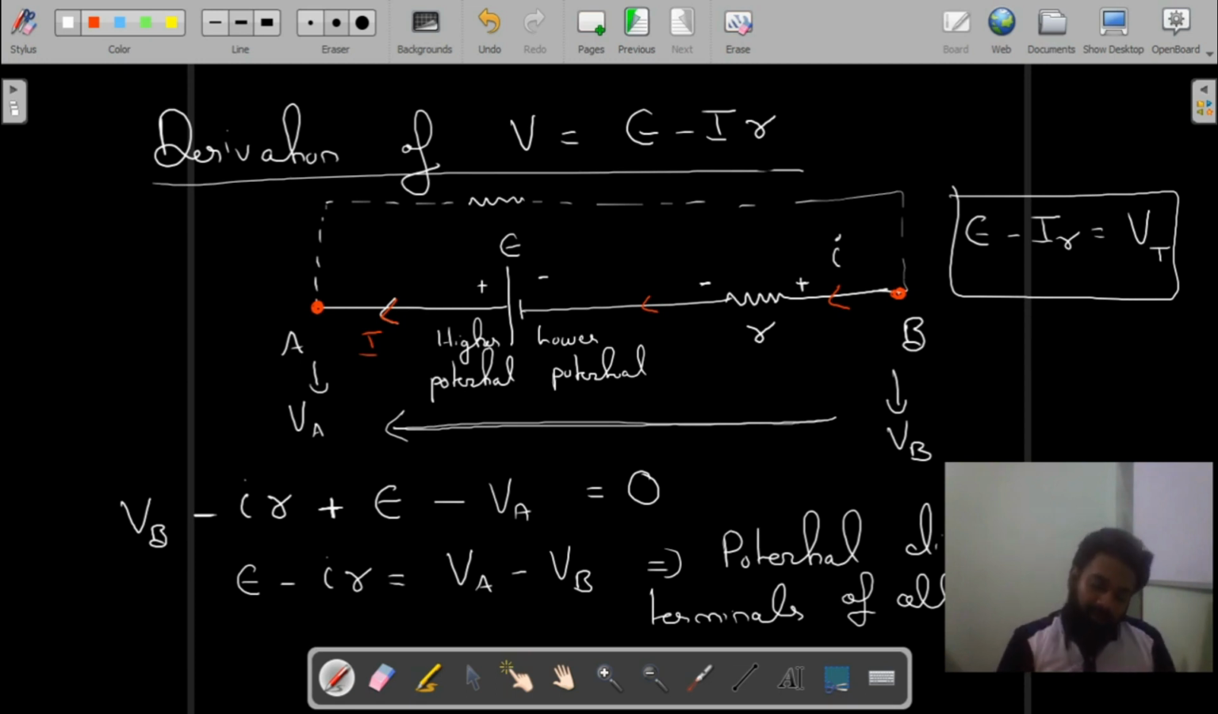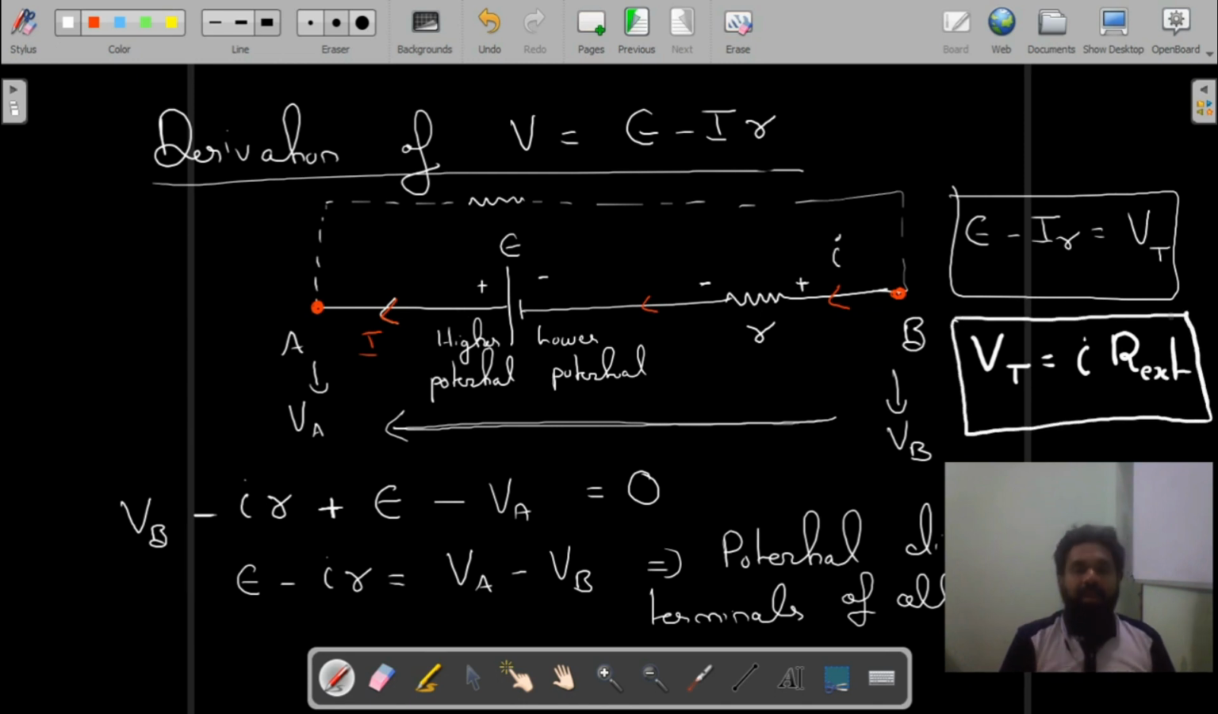Another formula we can write is that the terminal potential difference is the current flowing in the circuit into the external resistance. This external resistance need not be a single resistance. If two resistances are in series, we should add them, R1 plus R2. If they are in parallel, we need to take the equivalent resistance. So this external resistance is nothing but R equivalent, without considering the internal resistance. This is what terminal potential difference is.